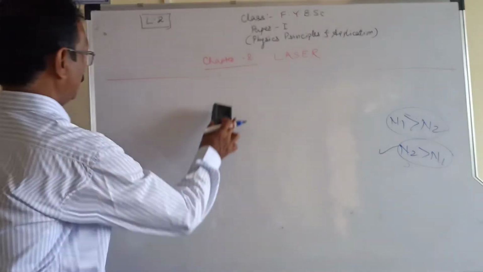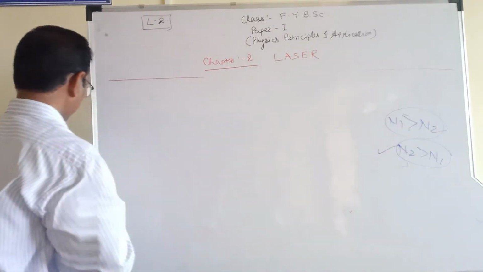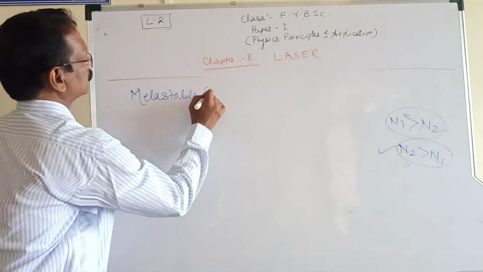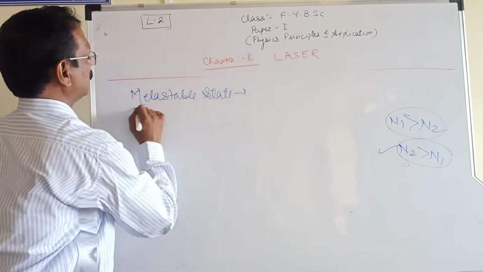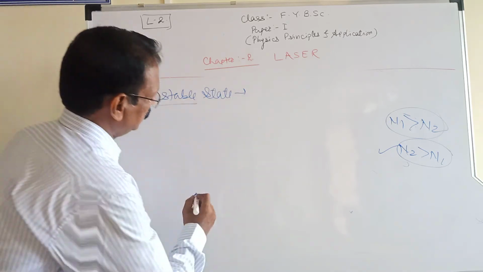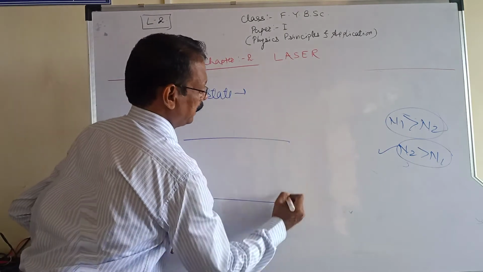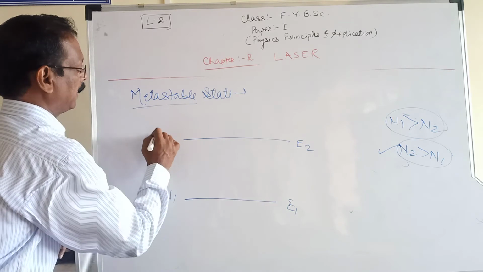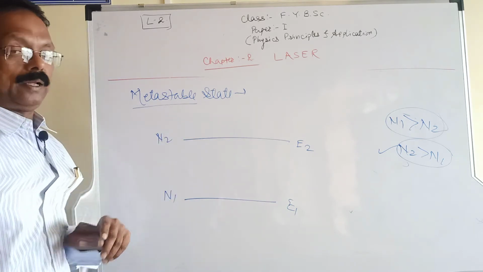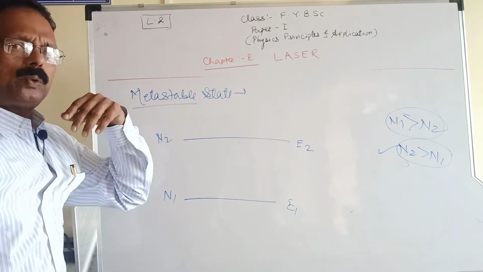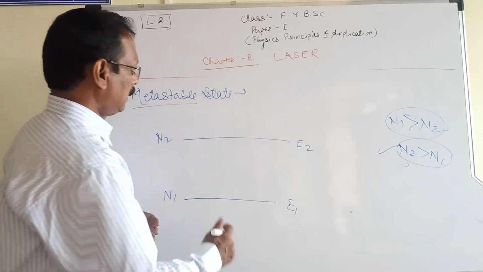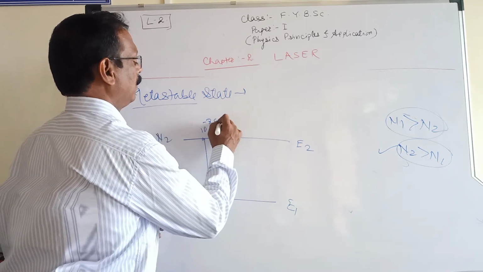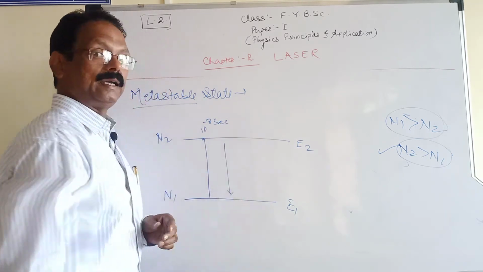Now, another topic is the metastable state. Now what is the metastable state? We know that this is the ground state, and this is the higher energy level. It is your E1, it is your E2. N1 and N2 are the number of atoms in the ground state and the number of atoms in the higher energy level. As we know, if we supply some energy from an external source, then the atoms in the ground state go to the higher energy level. After 10 raised to minus 8 seconds, they return to the ground state on their own.